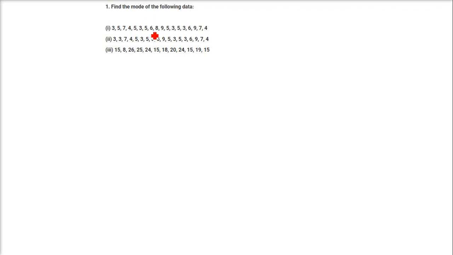Now, what is mode? Mode is a measure of central tendency. When it comes to mode, it is how many times a particular number has occurred in the observation or data. This number of occurrences is called the frequency. If the frequency of a number is higher than the frequency of the other numbers, then we say that this number is the mode of this data.